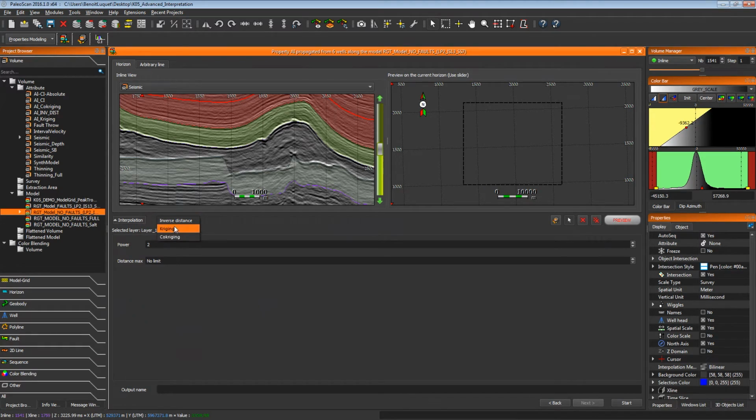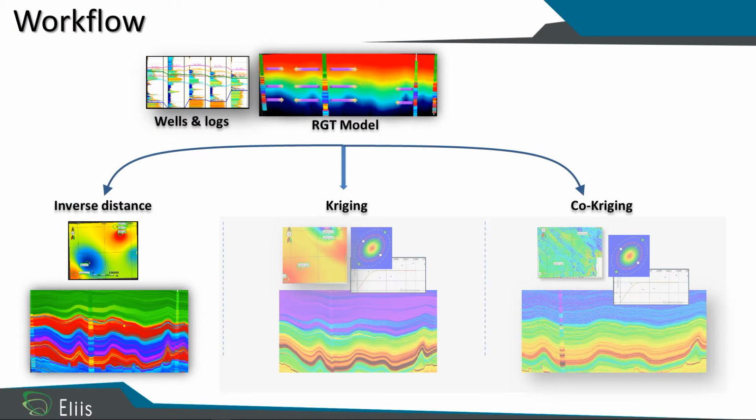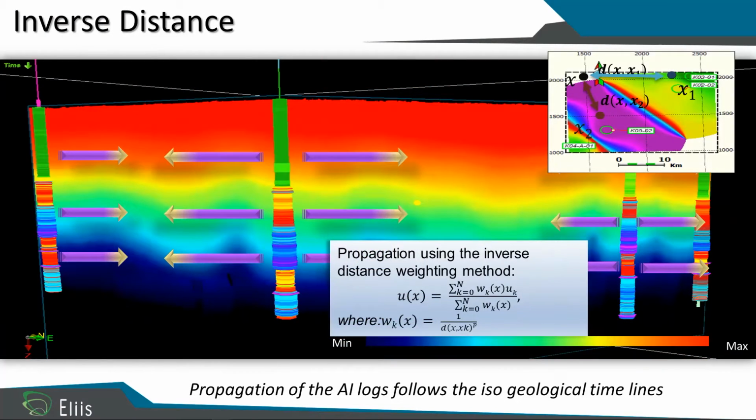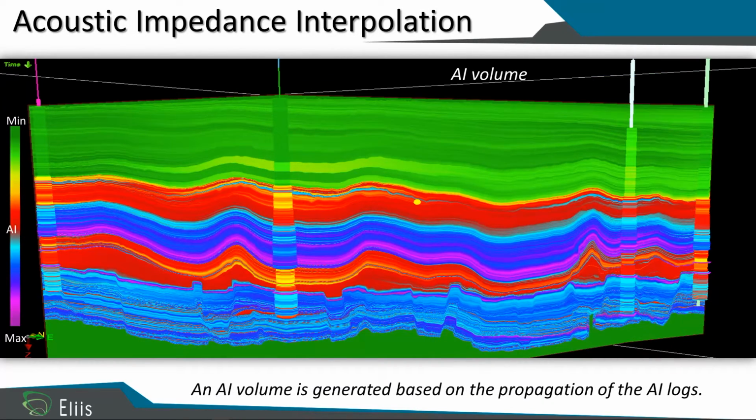The inverse distance interpolation is the simplest one. It uses the distance between the points as the interpolation weights at a power of p. So p will be the only parameter we will be able to play with to change the interpolation. Here is an example of an acoustic impedance volume we can obtain using inverse distance interpolation.